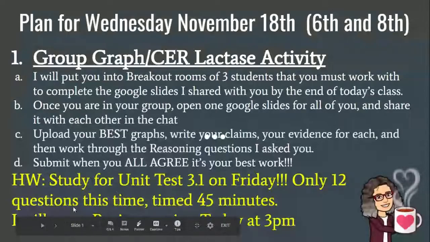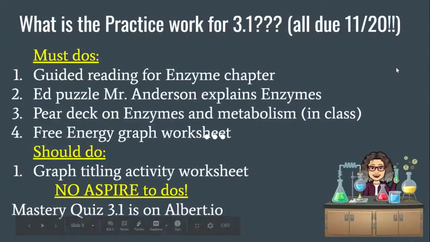You remember that. So, but if we go back, here we go. Okay, so this is a list of the practice work, not the lactase enzyme stuff, but the practice work that was needed for this. And there wasn't very much, and most of you already got most of it done. I didn't have an Aspire to do. I took that away. There is a history quiz in Albert IO. It's waiting for you.